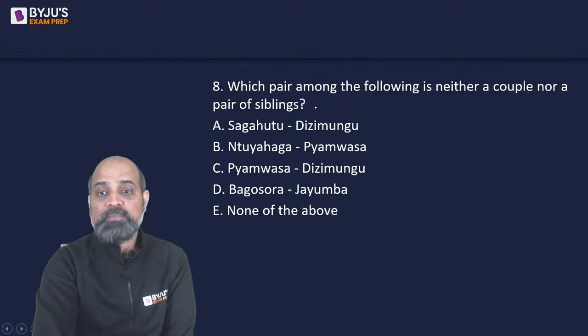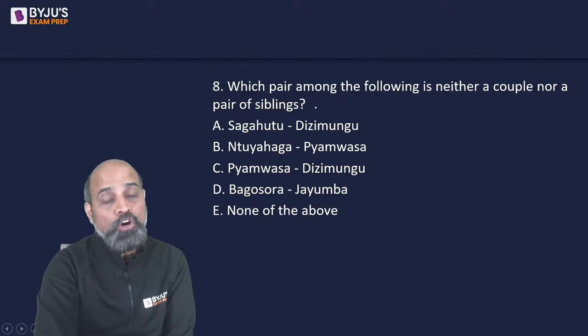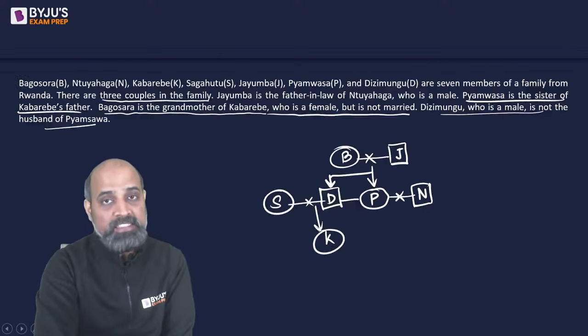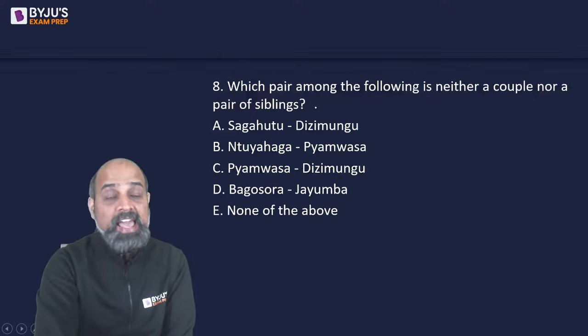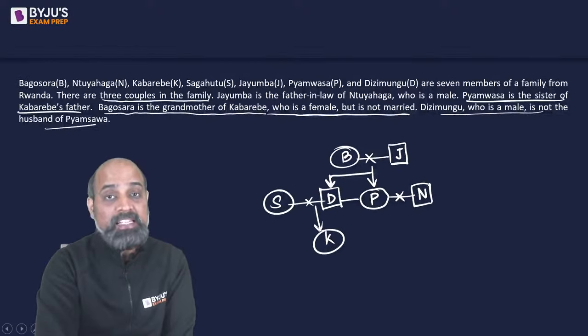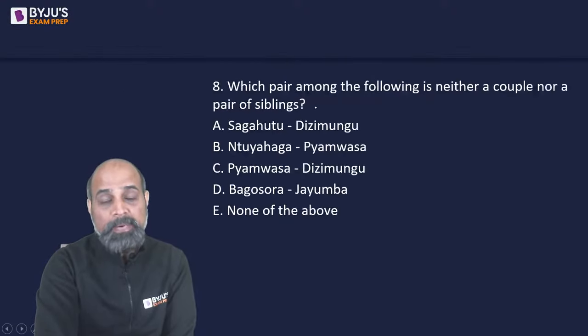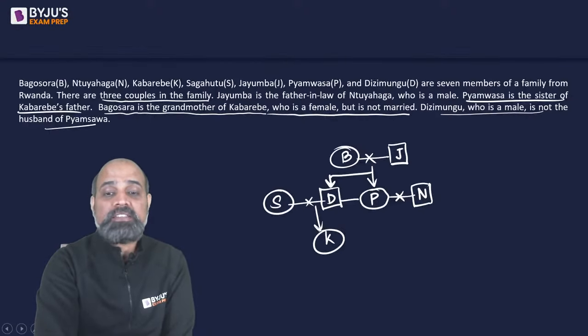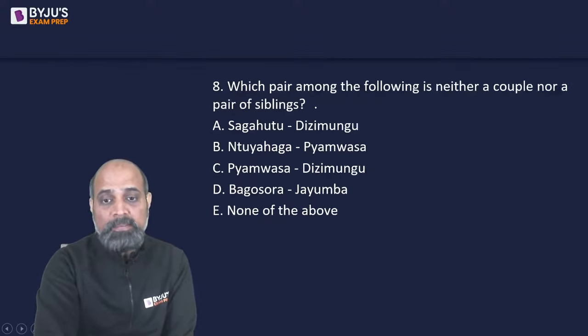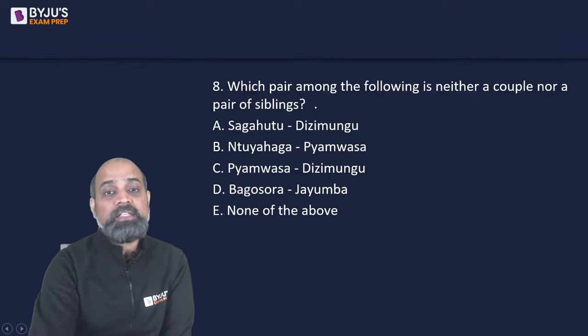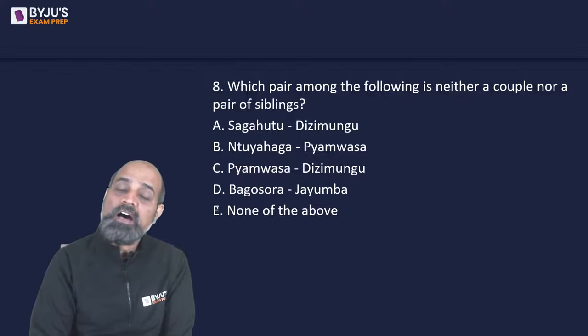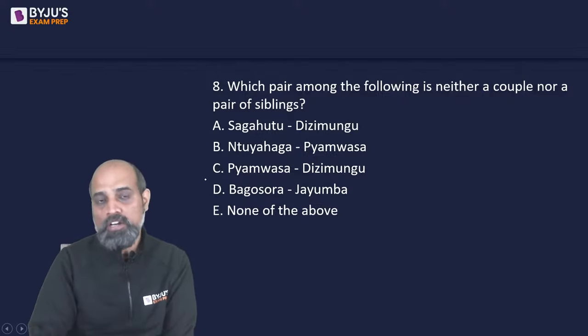And which pair among the following is neither a couple nor a pair of siblings? So S and D, are they couple? Yes. Next, N and P, are they couple? Yes. P and D, are they siblings? Yes. B and J, are they couple? Yes. So all of them are either a couple or a pair of siblings. So none of the above.